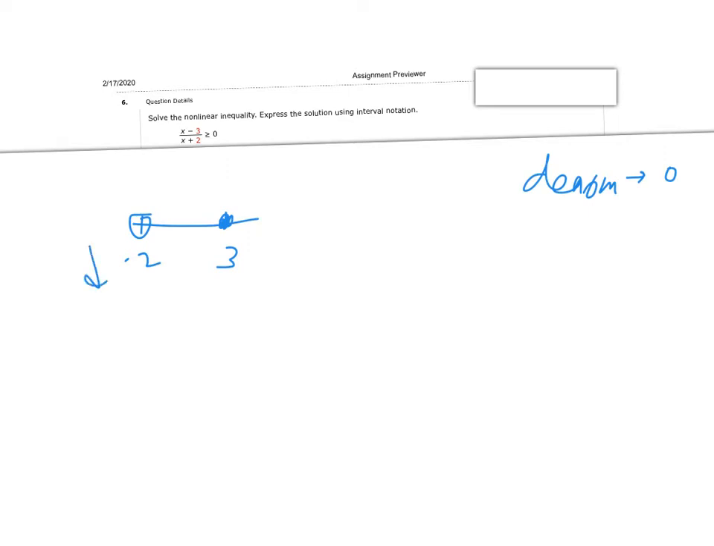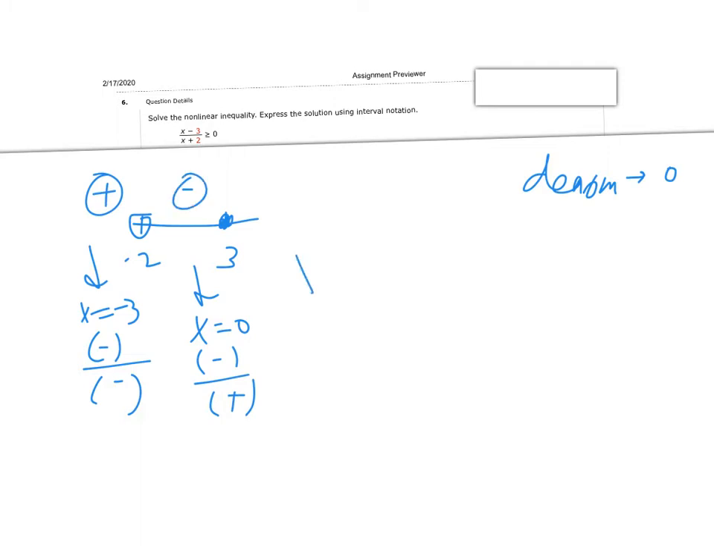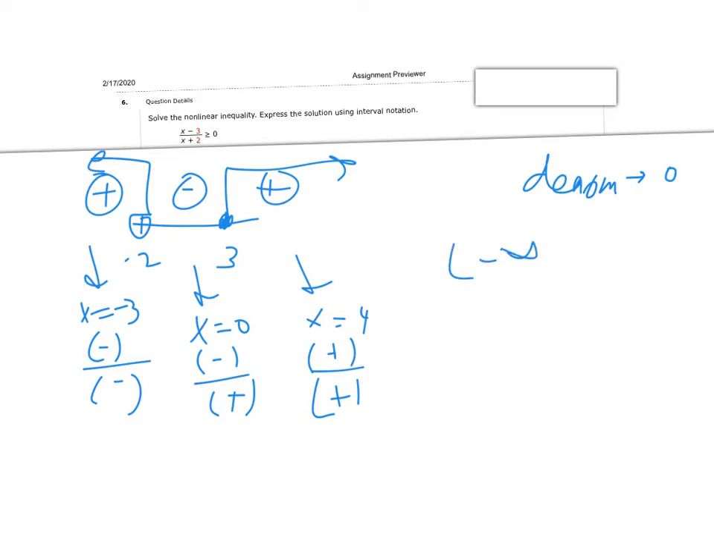But now I'm going to do those same test points that I did before, so I'll try out x equals -3 here. And -3 would make the top and the bottom negative, which would make a positive. Now in here, I'll try out x equals 0, which would make the top negative, but the bottom positive, so that's negative. And then x equals 4 would work over here, which will be positive, positive, which is obviously a positive. Now in this case, I want the positives, so I'm going to go over here and over here. So my answer then would be -infinity to -2 with parentheses, and then bracket 3, comma, infinity.